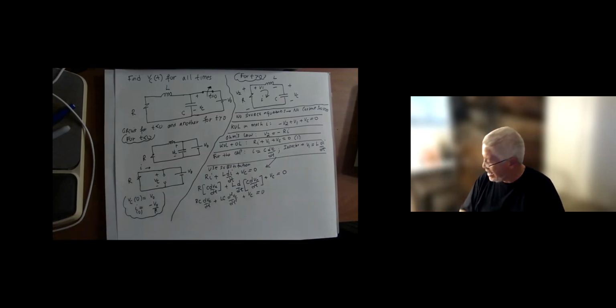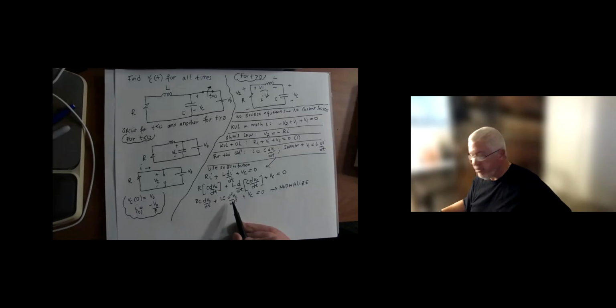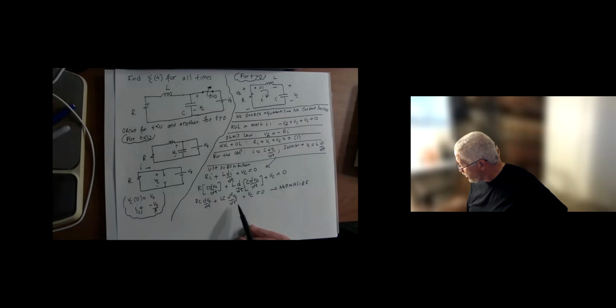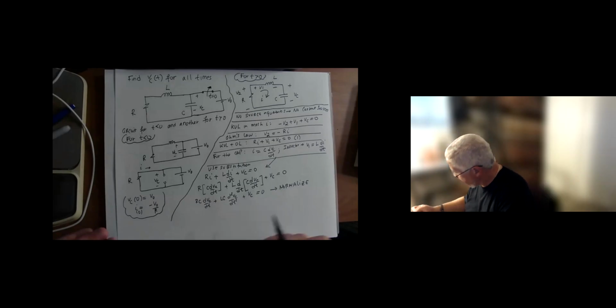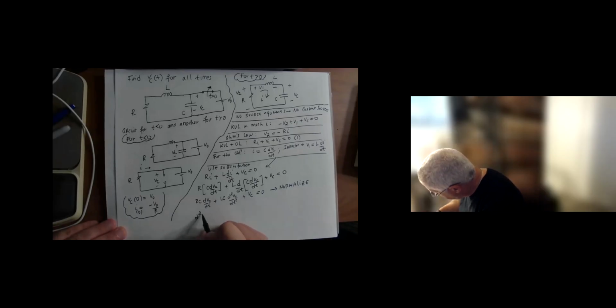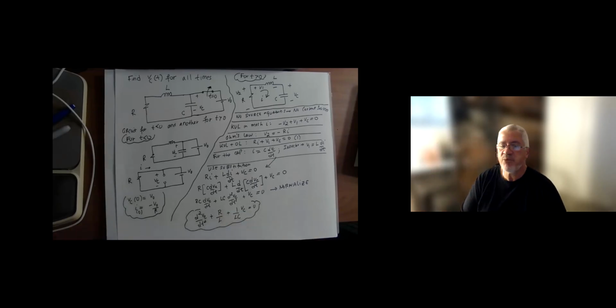The last step we do, we normalize. We will always normalize such that the highest derivative, which is the second derivative, has a unit coefficient. So I'm going to divide the whole equation by LC so that the highest derivative has 1 as a coefficient. When I do that, what do I get? The second derivative with respect to t of Vc plus R divided by L times dVc/dt plus 1 over LC Vc equal to 0.